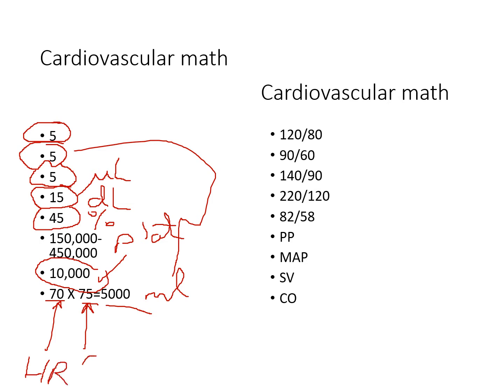75 would be the stroke volume. That's the number of milliliters ejected per beat. And that would equal the cardiac output of 5,000 milliliters, or in this particular case, technically 5,250 milliliters, or 5.25 liters per minute in this example. CO stands for cardiac output. SV stands for the stroke volume, which I just mentioned is the number of milliliters ejected.